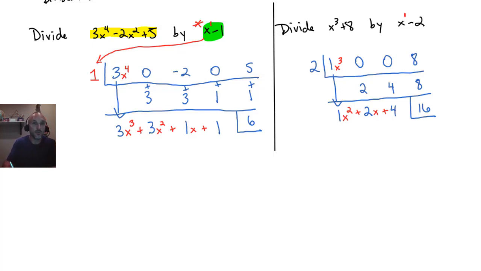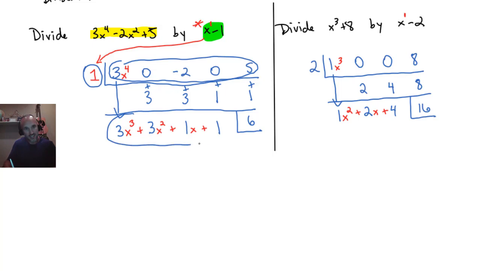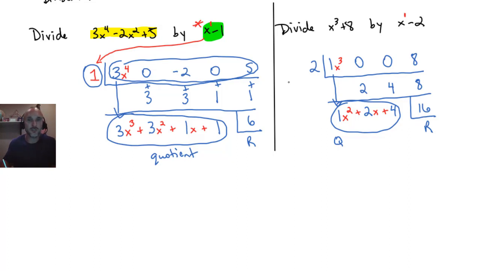All right, so what do we have? Now, we have our dividend up here. We have our divisor here. This guy, the answer that we get, is our quotient. So this is our quotient over here. And then what's in the box? Why I like the boxes, that's our remainder. Okay, so now we can use this to do a couple things.